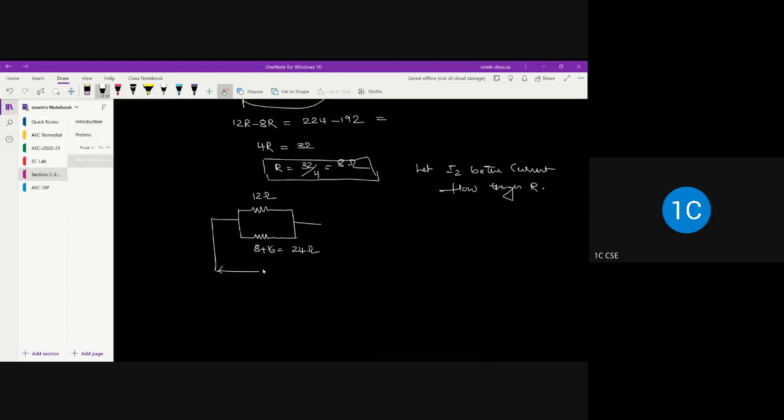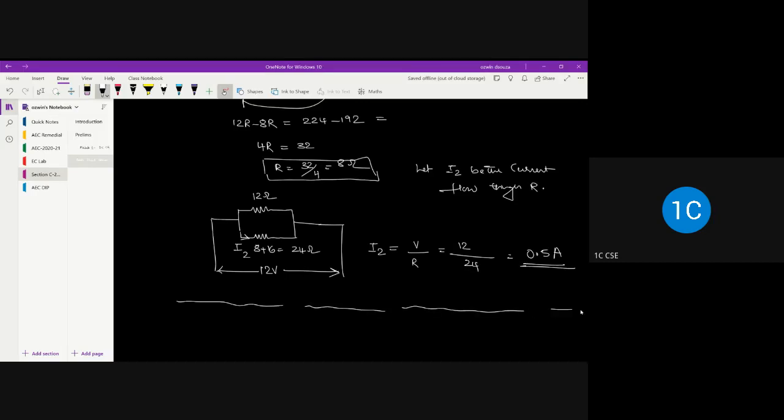Across this, 12 volts is applied, and you are supposed to find this particular current I2. So I2 is equal to V divided by R. Voltage is 12, and R is 8 plus 16, that is 24. So it is 12 by 24, which is half, or 0.5 amperes. So this is how you solve this particular problem.